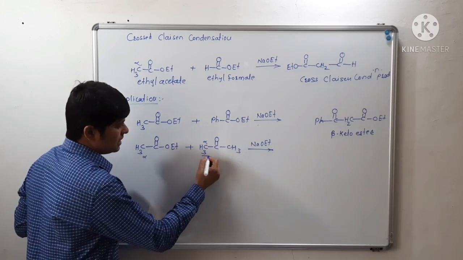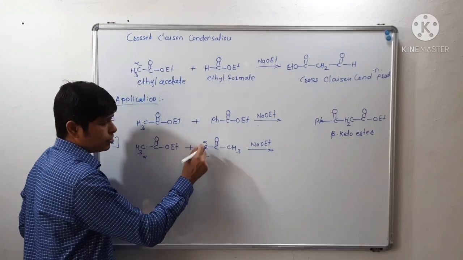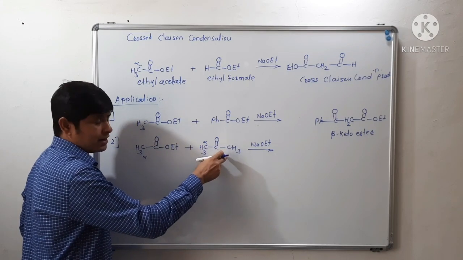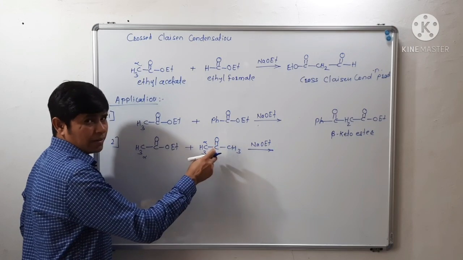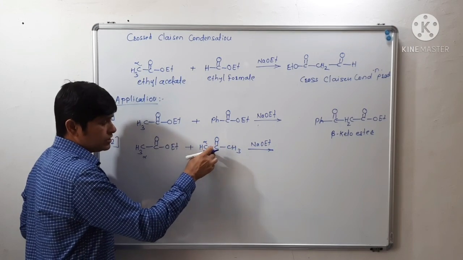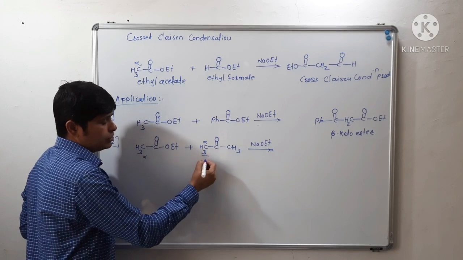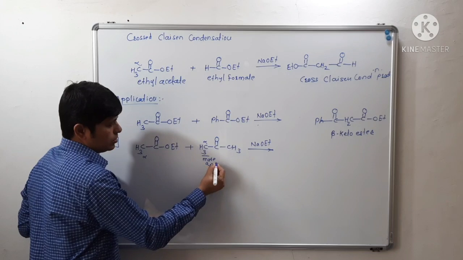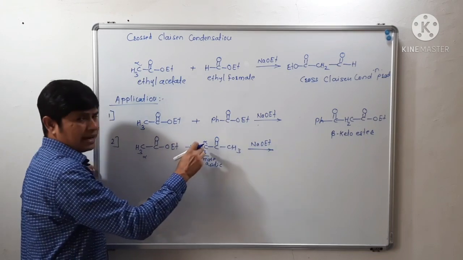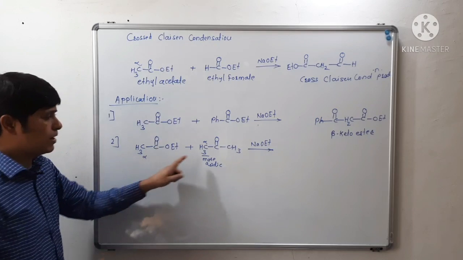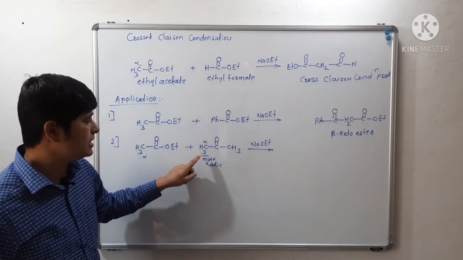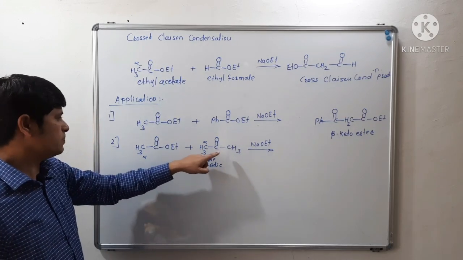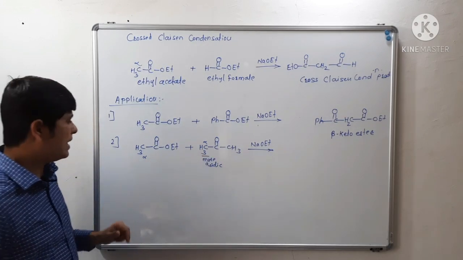See here, the protons attached to the carbon next to the aldehydic carbonyl carbon or ketonic carbonyl carbon are more acidic. Hence the base will abstract only the proton from this alpha carbon of the aldehyde or ketone, isn't it? So we will have the alpha carbon atom at this position, and suppose we react this compound with this, what will we have?